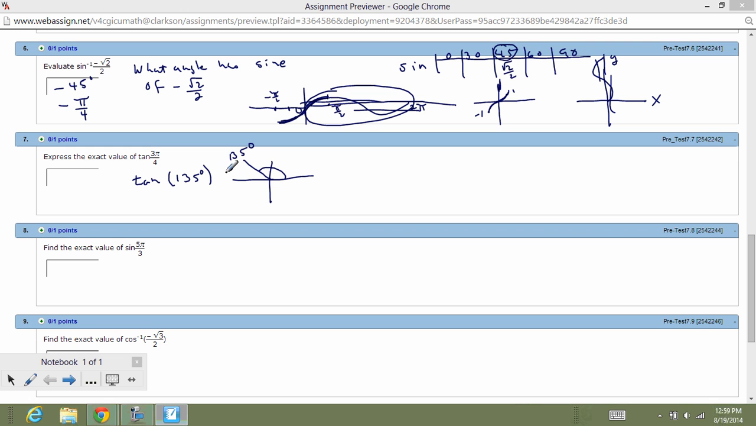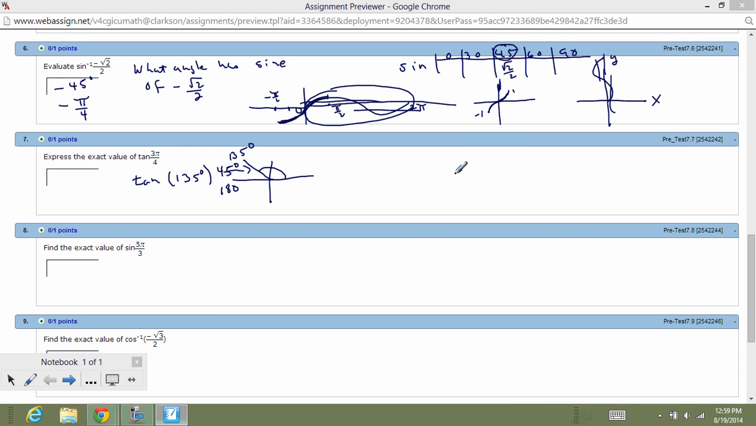And so our reference angle is the difference between the horizontal, which is 180 degrees, and the 135 degrees. And so your reference angle is 45 degrees.